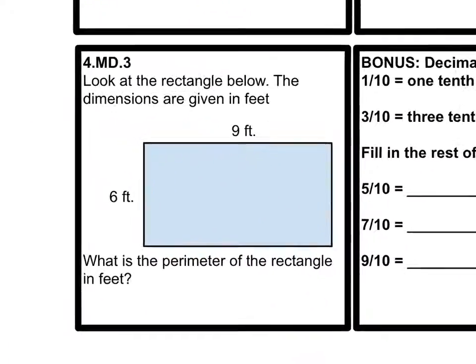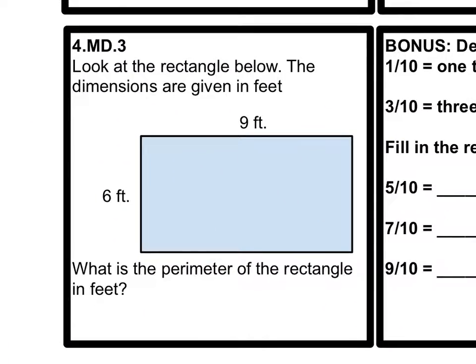All right, next problem. Look at the rectangle below. The dimensions are given in feet. What is the perimeter of the rectangle? Now, this is a really easy problem, but you have to remember that perimeter equals length plus width plus width, meaning you have to add up all the sides all together to get the correct answer. So, if this side is 6 feet, then this side over here has to be 6 feet. And if this side is 9 feet, then this side down here also has to be 9 feet, which means we're going to add up 6 plus 9 plus 9.